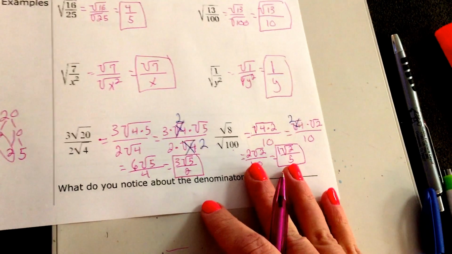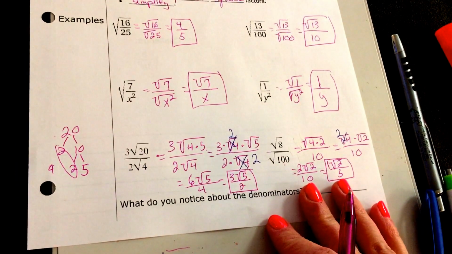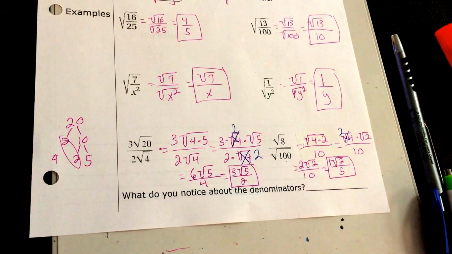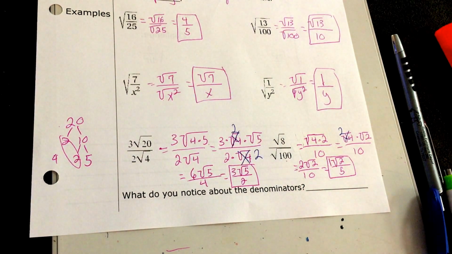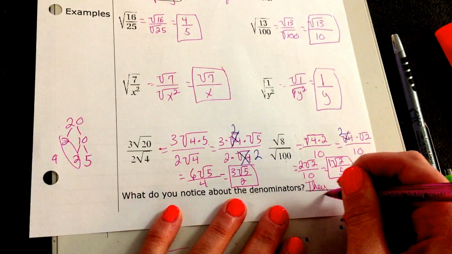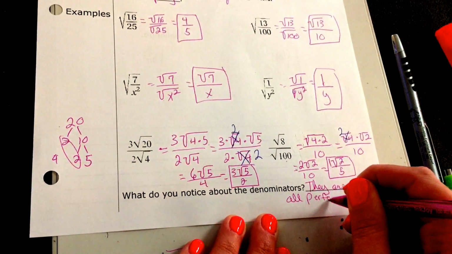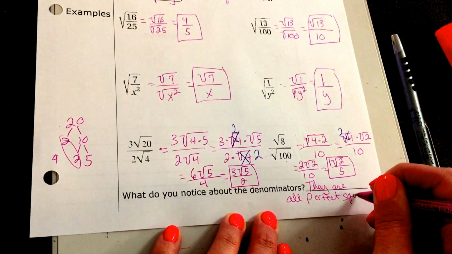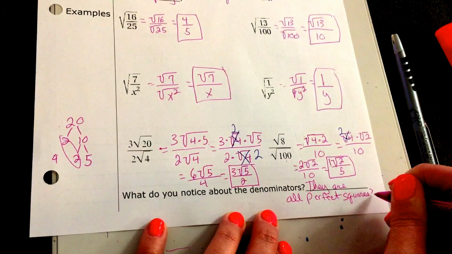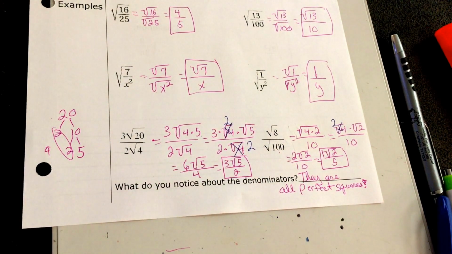Okay. What do you notice about the denominator? All these denominators. What do you notice about all these denominators? They are all perfect squares. You're exactly correct. So when they're all perfect squares, you don't have to worry about that radical in the denominator, correct? Okay.